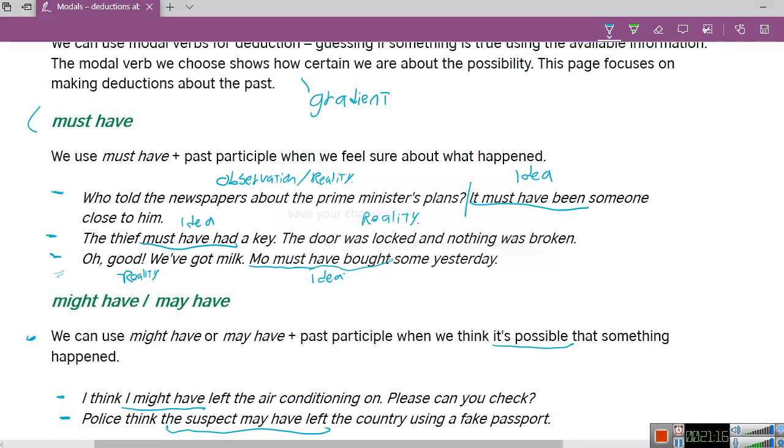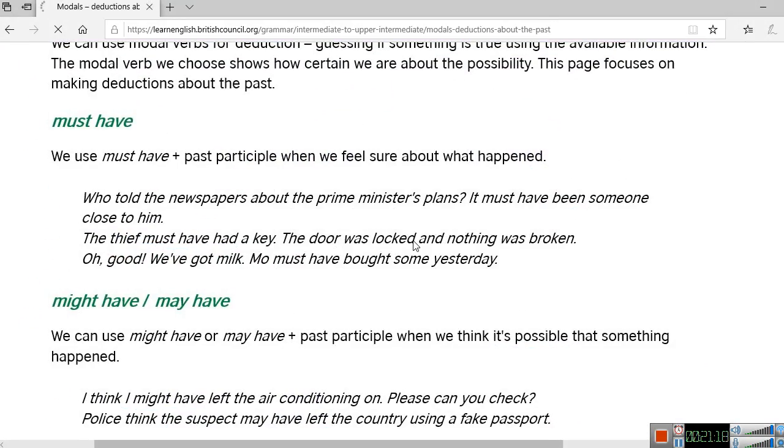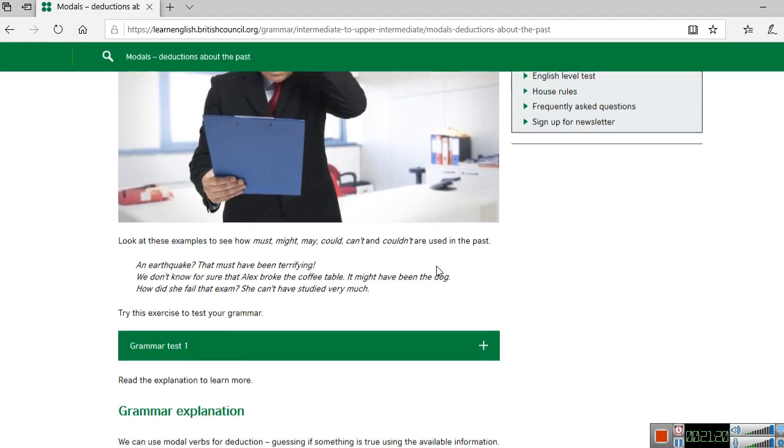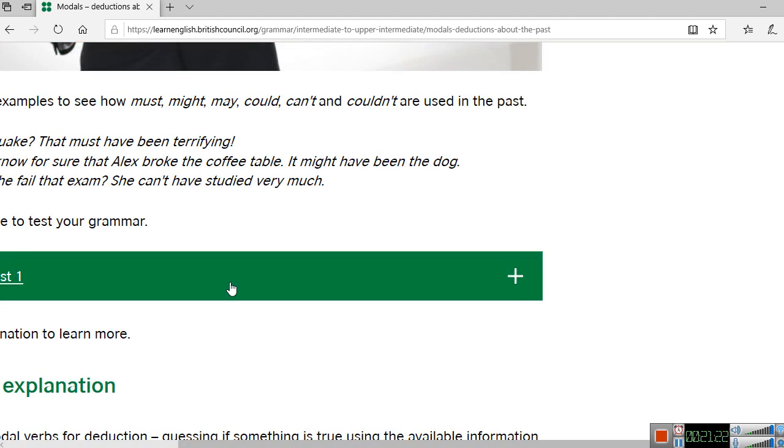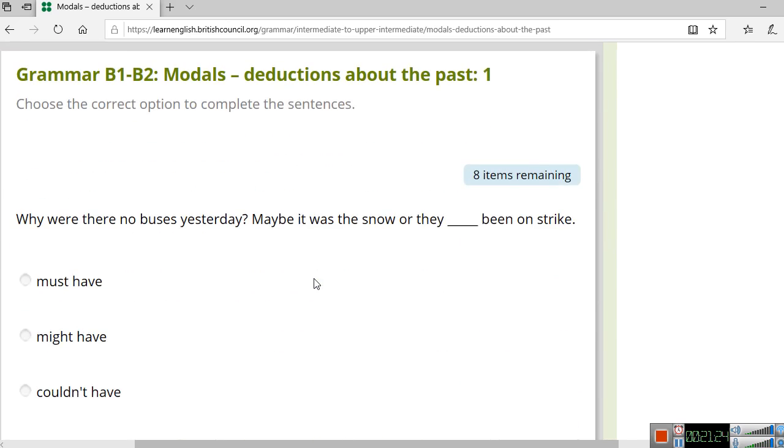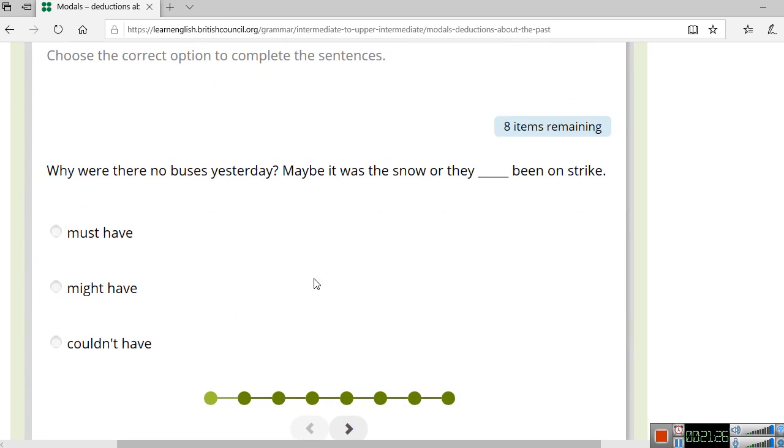Let me close this and open the exercises. So, why were there no buses yesterday? Maybe it was the snow, or they blank being on a strike. I have must have, might have, and couldn't have. Angie, can you please help me with this exercise?